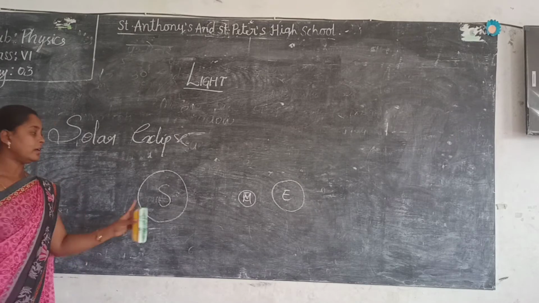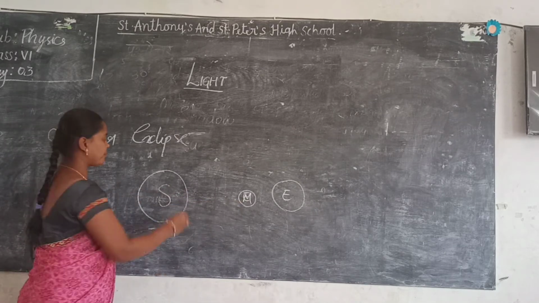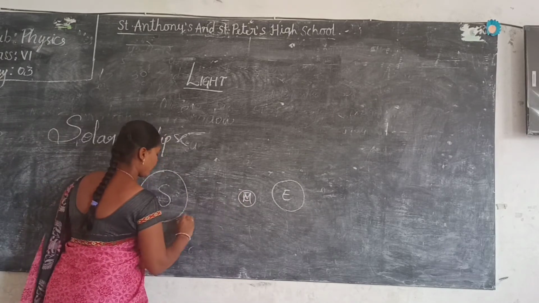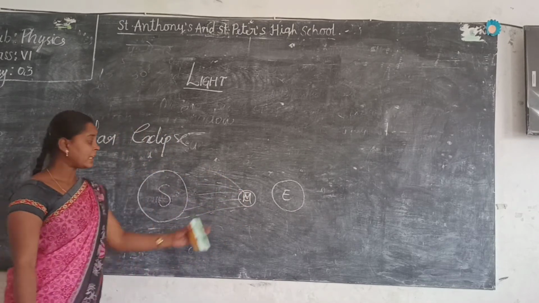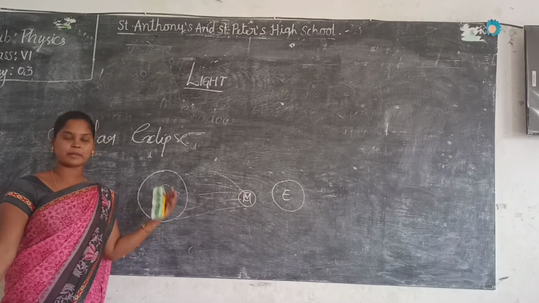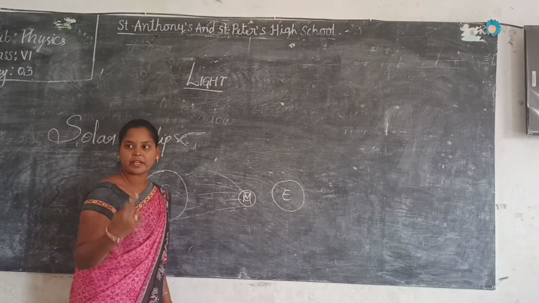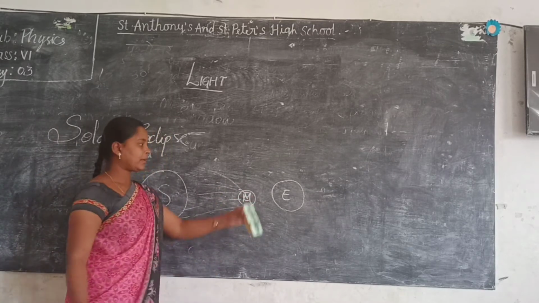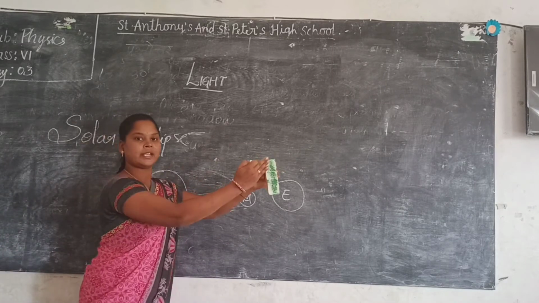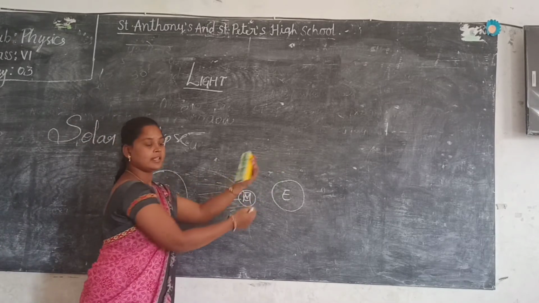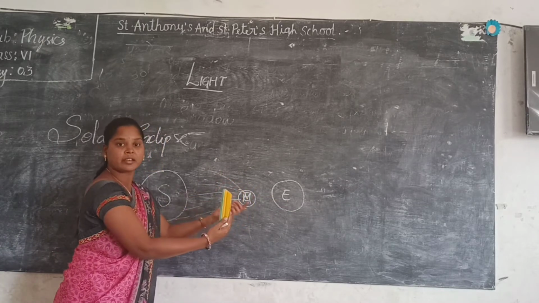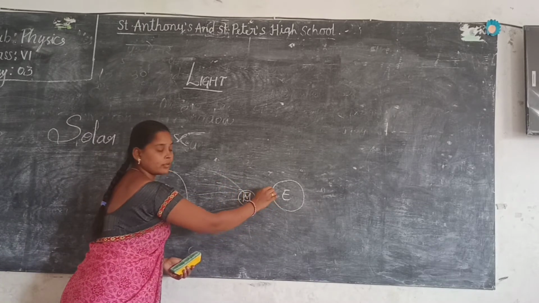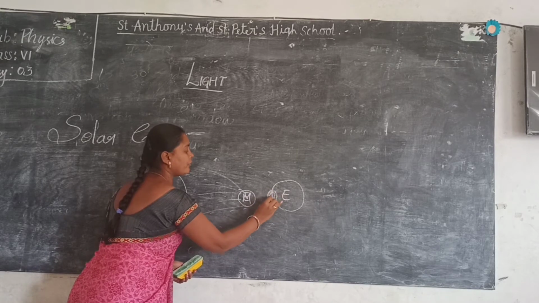Now, does light fall on the moon or not? Yes, ma'am. As the moon is an opaque object, what happens? It reflects back the light. That means a shadow is formed where? On Earth. Light is falling here, and the shadow is seen here or not? Yes, ma'am. In the same way, the moon is here, Earth is here. The moon's shadow is falling on where? Earth.